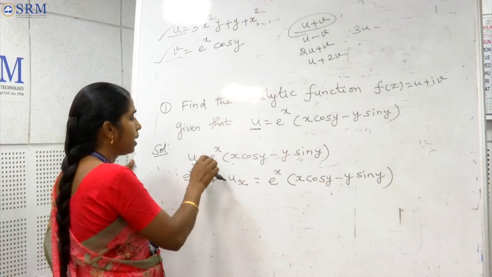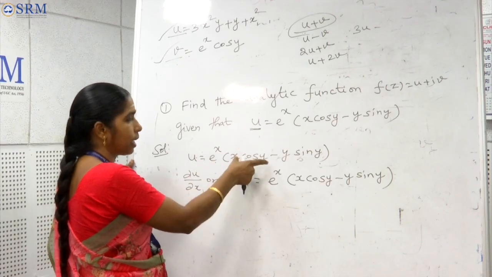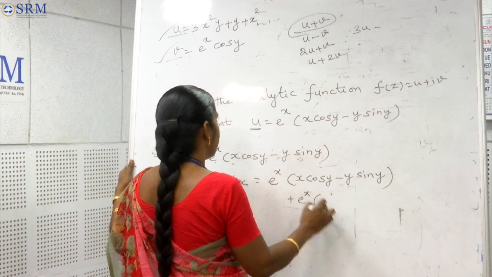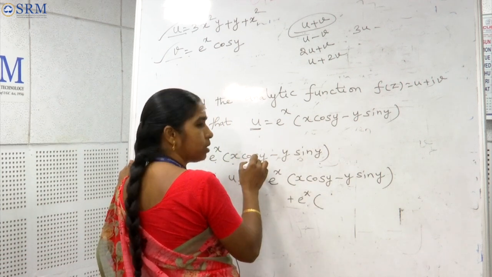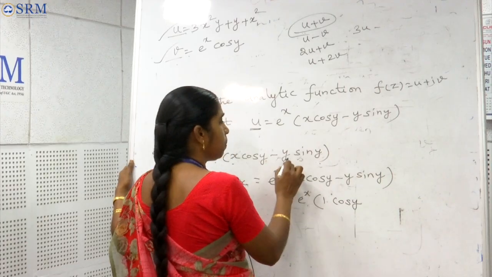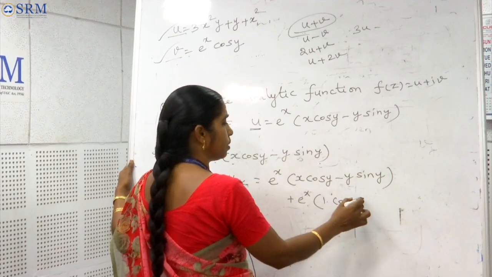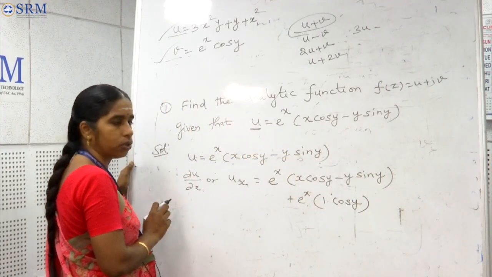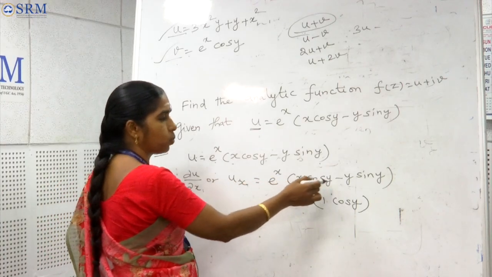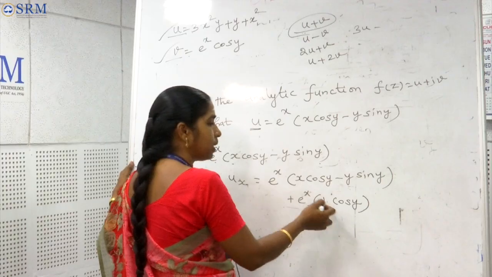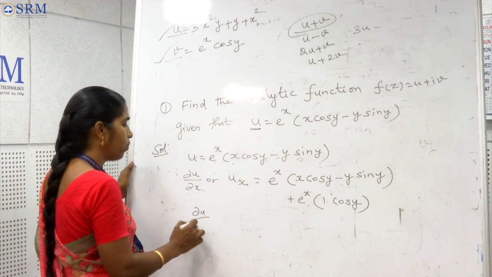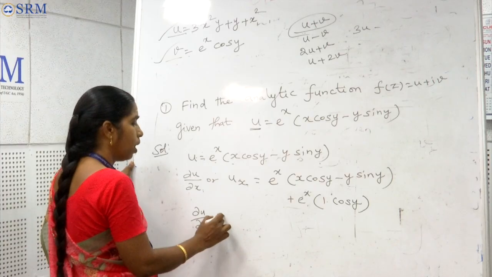plus again e^x treated as constant, the second term's differentiation: plus e^x, the derivative of x is 1, cos y is treated as constant, 1 into cos y. In the second part there is no x term and the differentiation of a constant is 0. So u_x is equal to e^x (x cos y minus y sin y) plus e^x cos y. The second one is ∂u/∂y, or u_y.